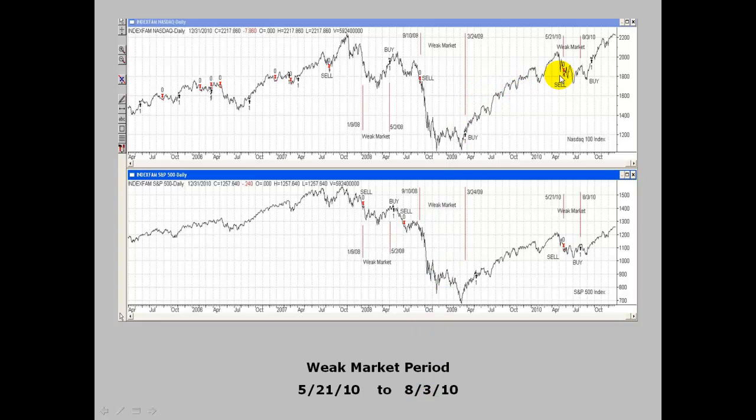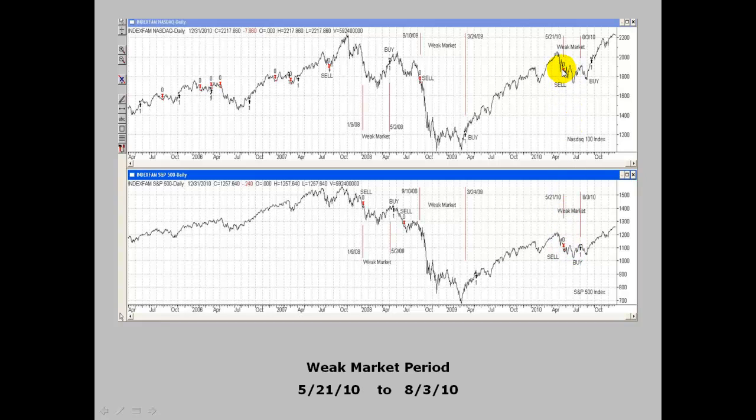In this chart, we also see that the model identified another weak market period beginning on May 21st of 2010 with sell signals in both panels. It indicated a weak market period here, ending with this buy signal in the lower panel on August 3rd, 2010. And again, you can see that although the market did not drop substantially, the model correctly identified the end of this weak market period and in time for the investors to enjoy the rally that subsequently developed.